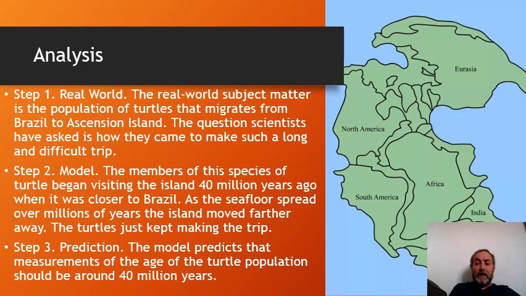So what's the prediction of that model? What's the experimental setup? Well, we have a hint to the experimental setup in that they looked at the DNA of these groups of turtles. So the prediction must have something to do with something you can find in the DNA. So the prediction is that you can figure out the age of this turtle population, these ones that were swimming to the island. How long ago did they branch off as their own little group? It should have been 40 million years ago.